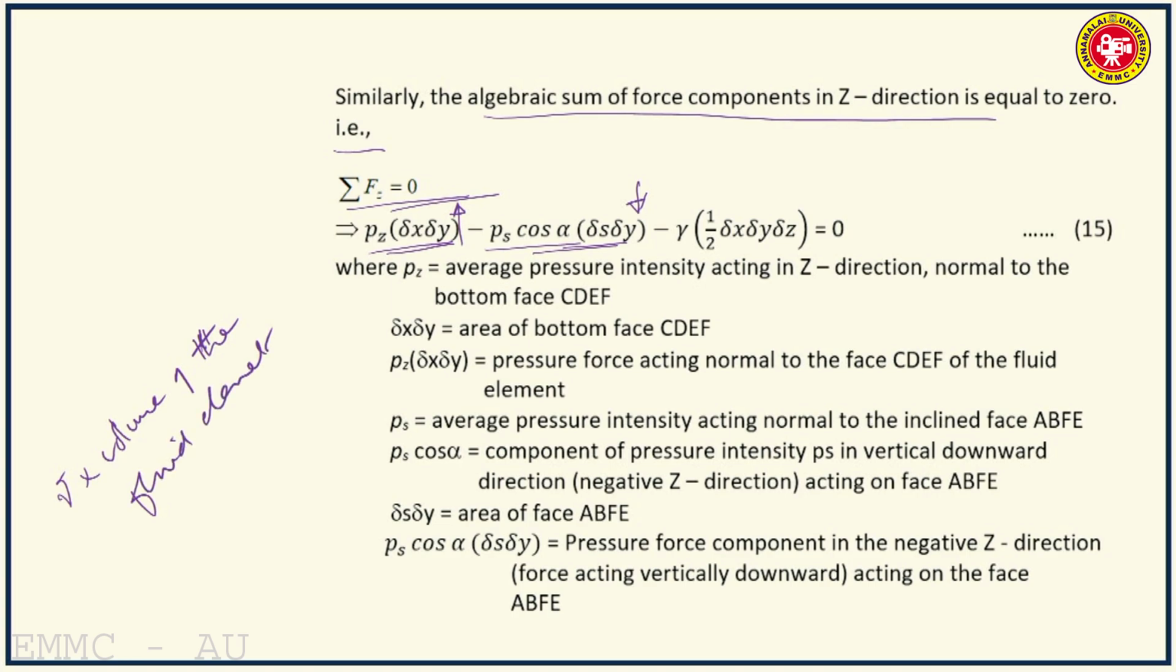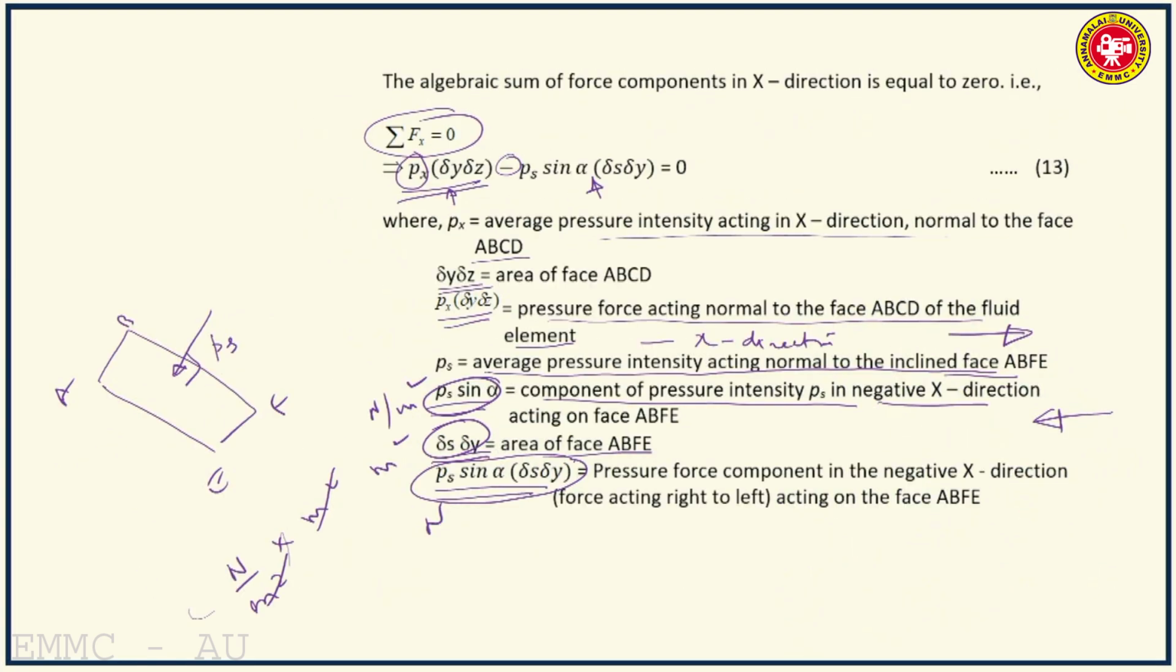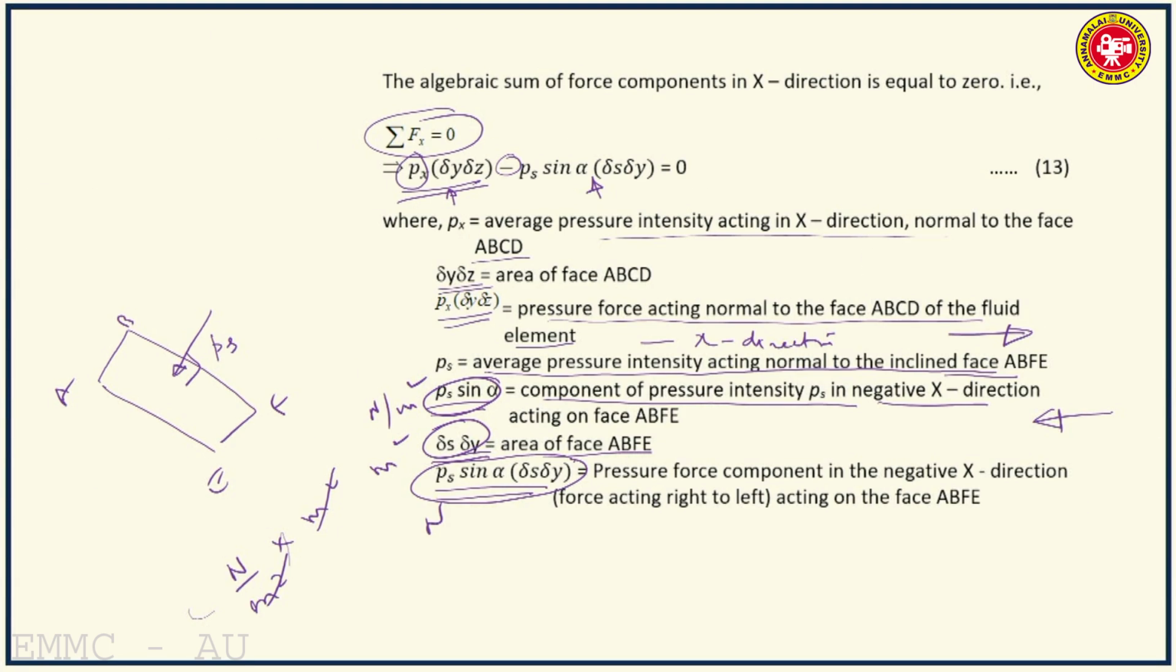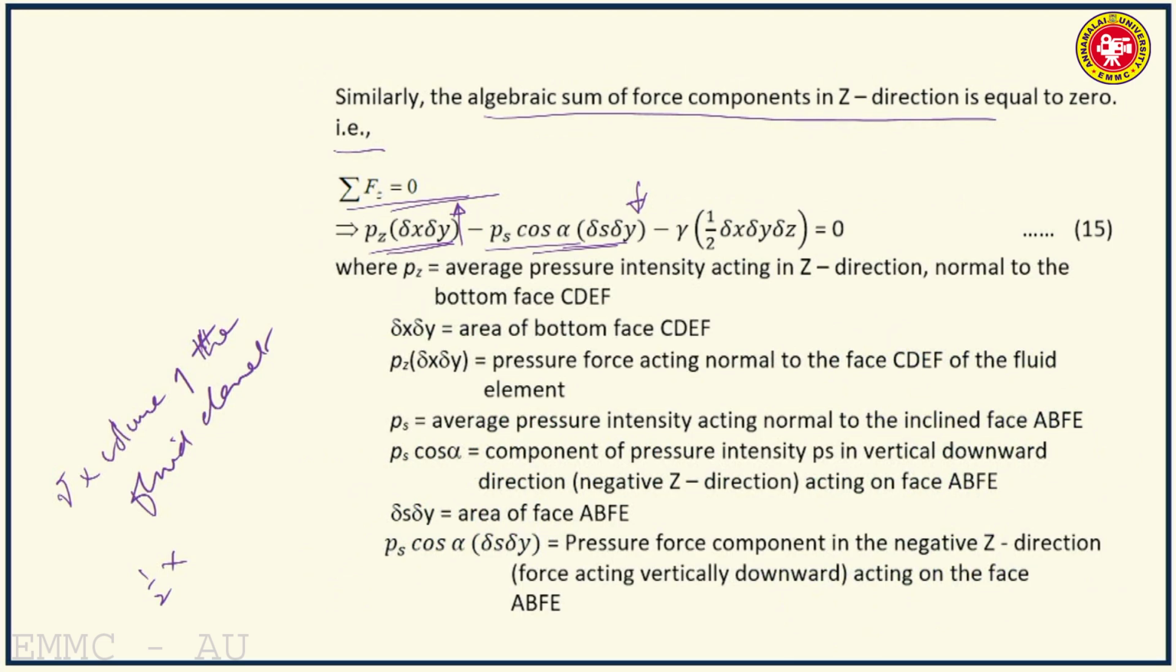How will you find out the volume? It is a wedge shaped element. So, area of the triangular face multiplied by the length of the prism, that is half into delta X delta Z multiplied by delta Y. Half into delta X delta Z is the area of the triangular face multiplied by the length of the prism, that is delta Y.